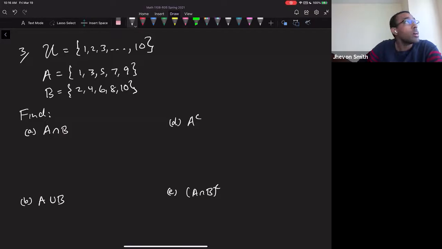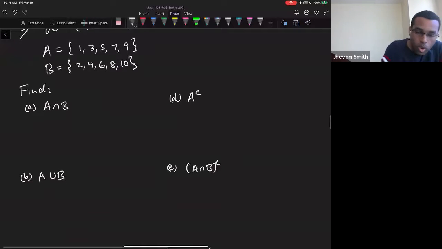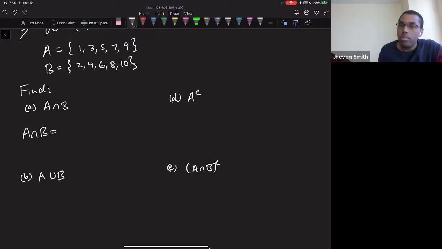Okay, so we have only these numbers in the universe. There's nothing else. Then I take the set A, which is 1, 3, 5, 7, 9. These are all the odd numbers of all the things in the universe. And B is 2, 4, 6, 8, 10. These are all the even things that are in the universe. There's nothing outside of these numbers. Okay, so now, what is A intersect B? A intersect B is the set of all the things that these two sets have in common, but they don't have anything in common. So that's the empty set.